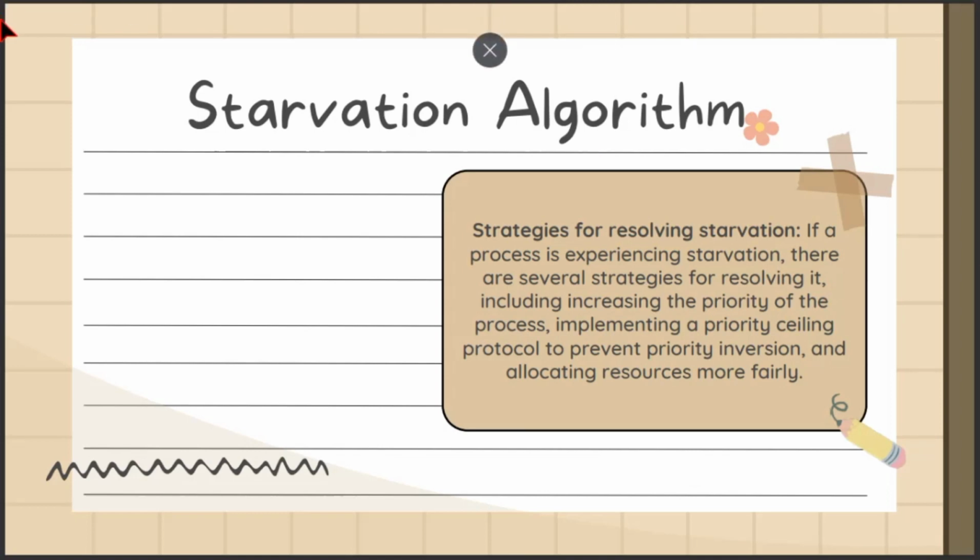So, strategies for resolving starvation. If a process is experiencing starvation, there are several strategies for resolving it, including increasing the priority of the process, implementing a priority ceiling protocol to prevent priority inversion, and allocating resources more fairly. Next.